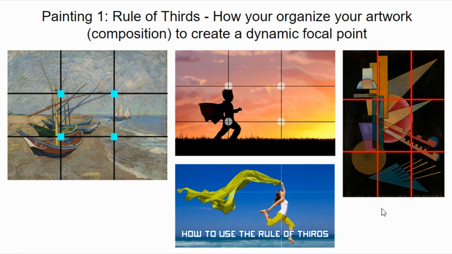You can also do this with abstract or non-representational artwork like this piece here. The artist has grouped shapes along this left third. They've used the triangular shape to point us across the canvas toward the upper right, but also towards the lower right. And then again down at the bottom, bringing us back upward with the diagonal lines here.